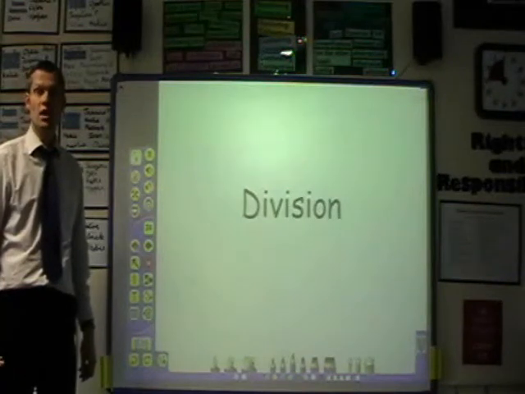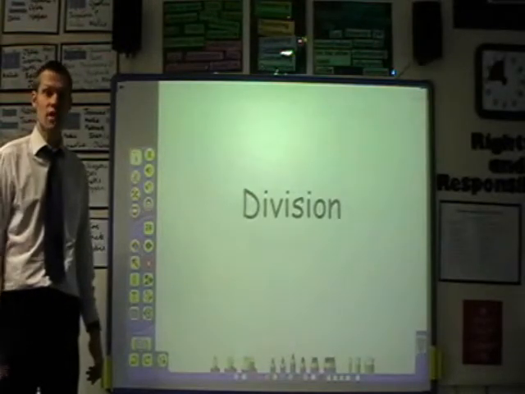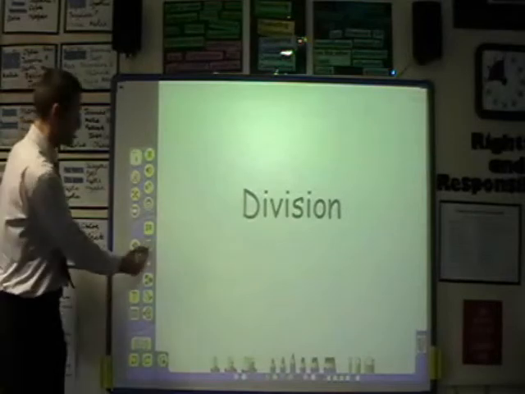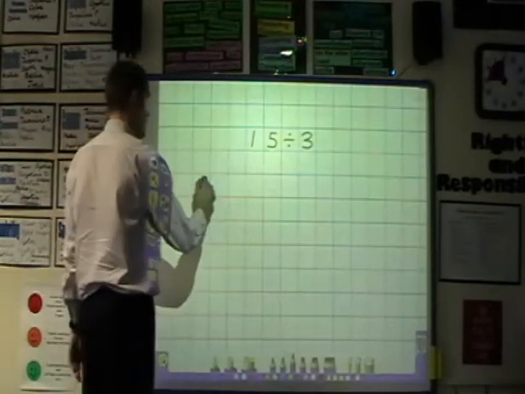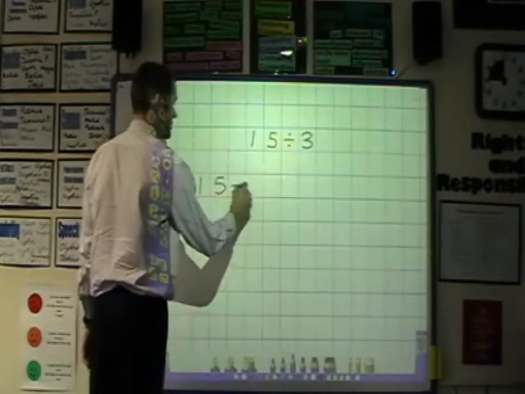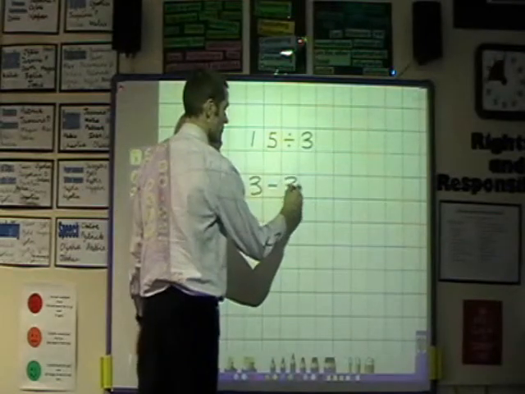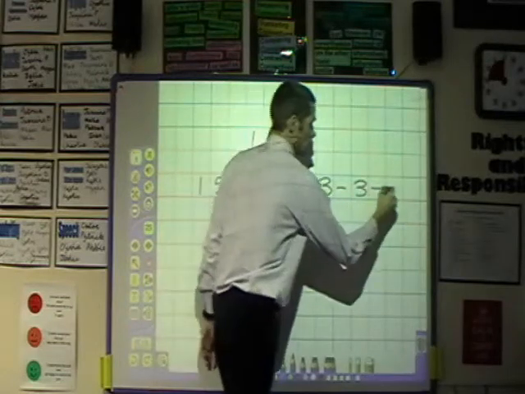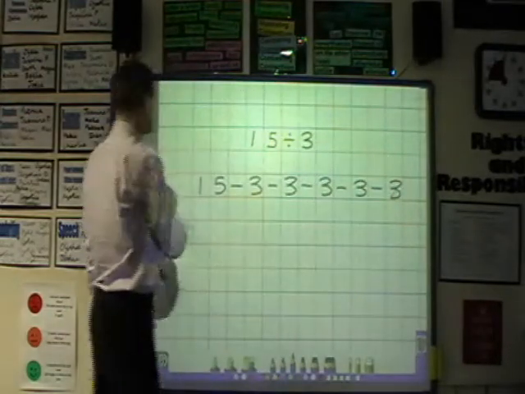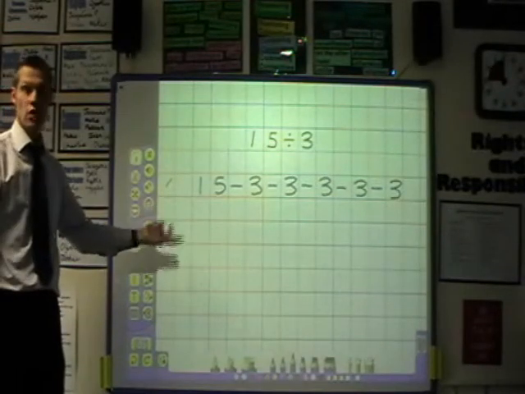Division is probably the hardest area of calculating. We teach younger children to use repeated subtraction to divide. So with this example, we would ask them to take away 3 repeatedly until there was nothing left. Which would show them, in this example, that there were 5 lots of 3.